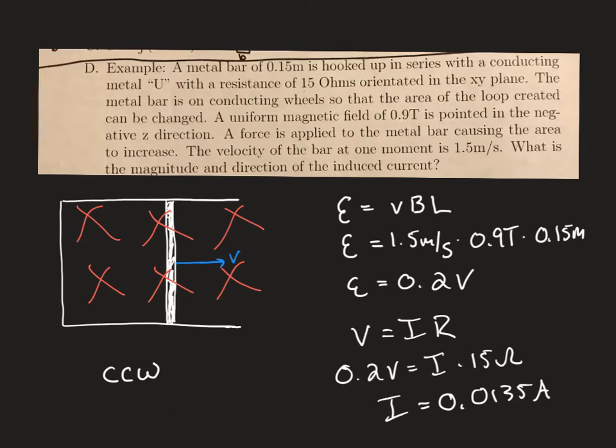Now we need to establish what the direction of the induced current is. Alright, so because area is increasing, that means magnetic flux is increasing. That means the magnetic field needs to be in the opposite direction of the external field, or out of the page. So if I point my fingers, grab the metal bar, and put my fingers through the loop that the U makes, my thumb is pointing up, which would mean that the current is flowing counterclockwise.